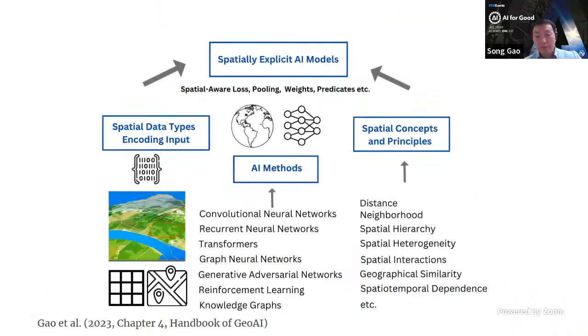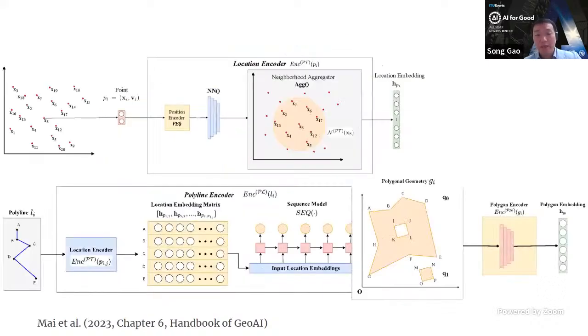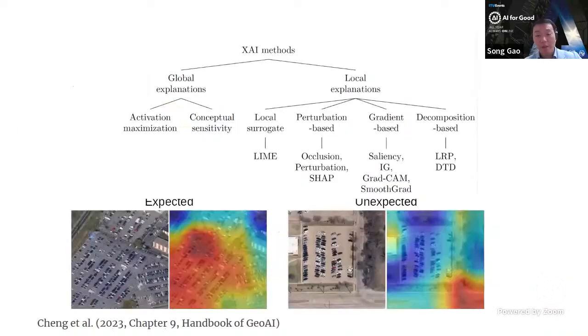So here, just a quick snapshot, but you can definitely check out the book for more detail. For example, how to develop spatially explicit AI models and how to utilize deep neural networks to do the location encoding, such as points, polylines, and polygons, which are very important building blocks for the GeoAI model. And also how to utilize different explainable AI models to explain the GeoAI results.